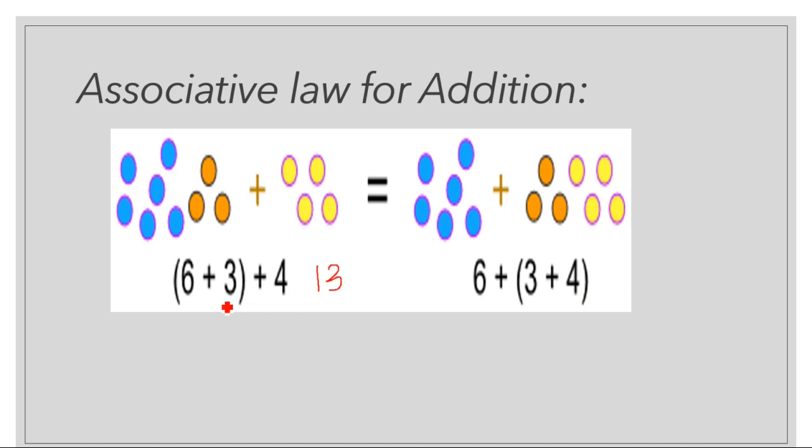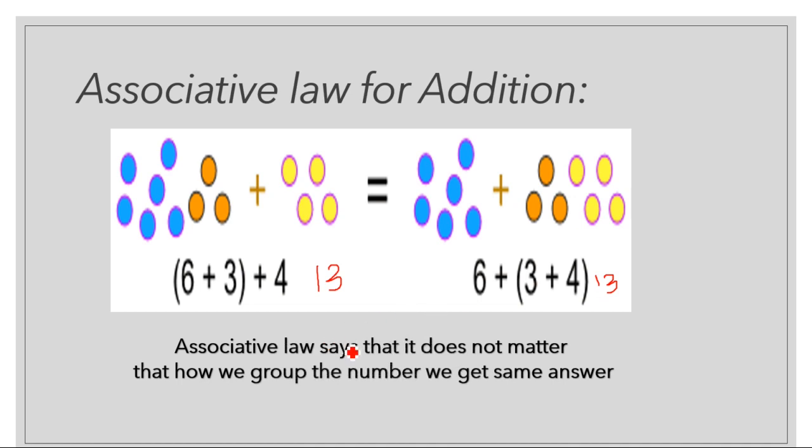So first we add 6 and 3 and then add 4. And on the right hand side, first we add 3 and 4. When we add 3 and 4 we got 7, and 7 plus 6 we got 13. So associative law says that it does not matter how we group the numbers, we get the same answer. On this side we have grouped 6 and 3, and on this side we have grouped 3 and 4, but we got the same answer.